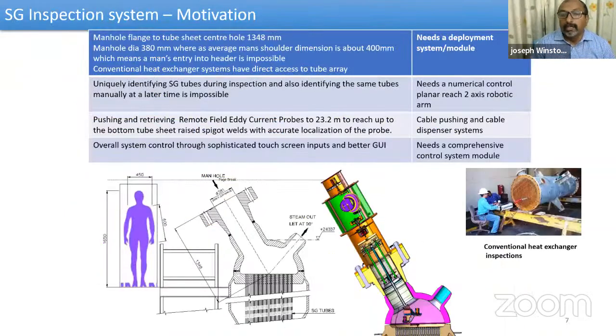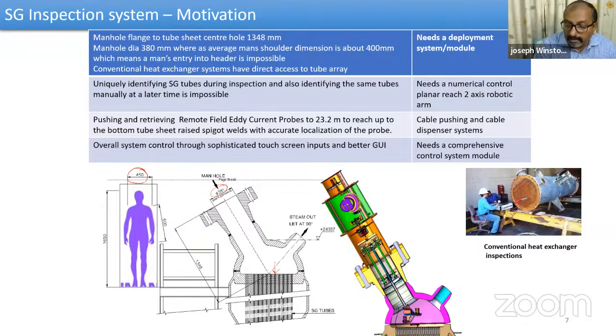So this calls for a kind of a complexity. Like suppose if you see an average human being, the shoulder width is about 450 millimeters, whereas in actual case, the access port is only dia 381. So it's very difficult for a human being to straight away go here and do the orientation to the particular tube for inspection. So there'll be an array of tubes starting from here and running 23 meters down. So that calls for a robotic system which can be deployed here and uniquely identify all the 547 tubes.